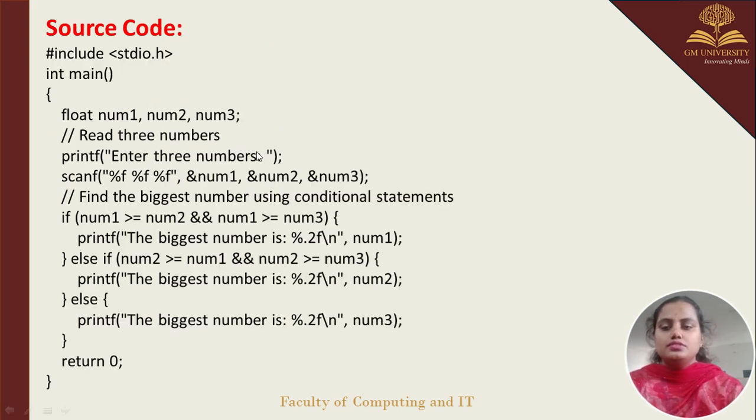Here is the source code of this program, the biggest of 3 numbers. Here I am taking num1, num2, num3 as the 3 floating variables. Num1, num2, num3 are the values read for the 3 numbers. The program checks each number, accounting for equal values. %.2f is used to display 2 digits after the decimal point.